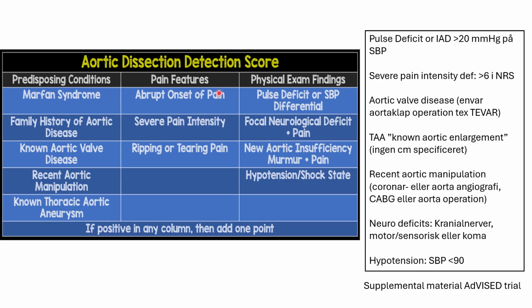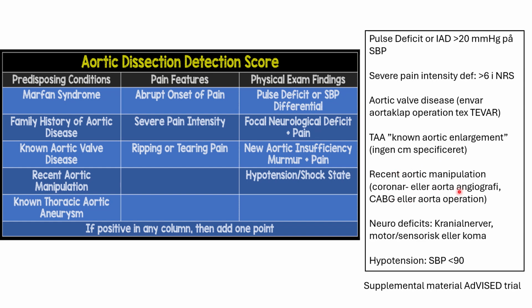The pain severity has to be NRS of 10. Aortic valve disease is, for instance, a TAVR. TAA is a known aortic enlargement. They don't specify how many centimeters it has to be.